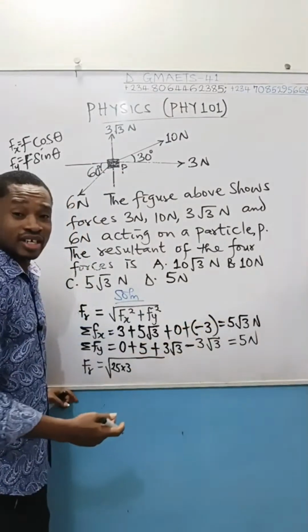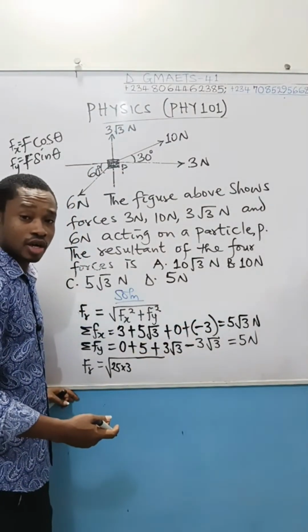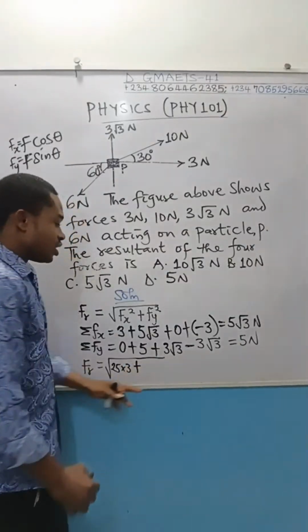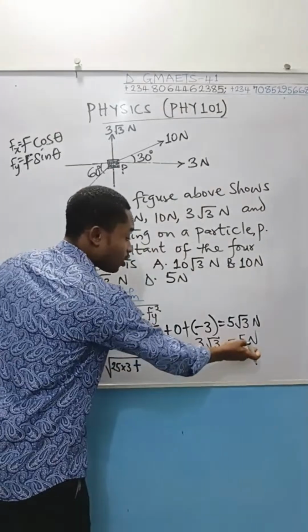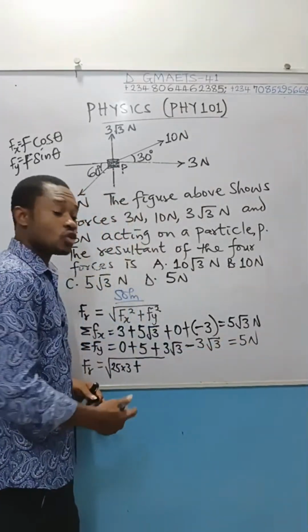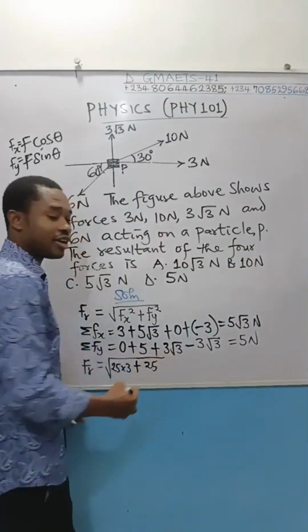I could have just evaluated it as 75 straight on without wasting time. But it doesn't matter. Let's still go. The next is Fy. You square it. The total force along the y-axis is 5. If you square 5, you are going to get 25.